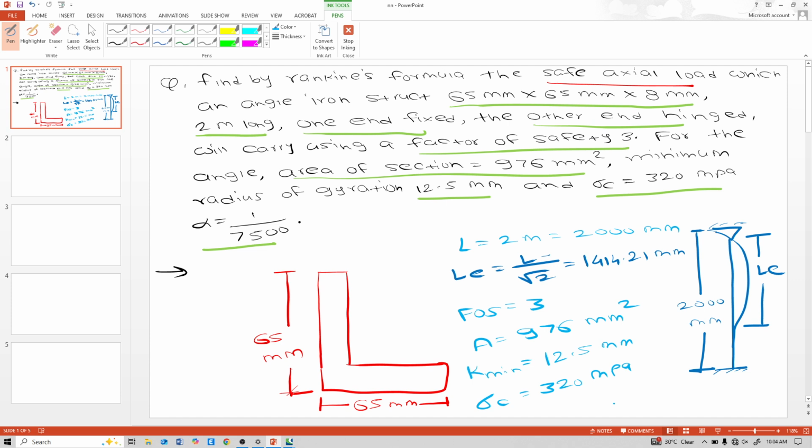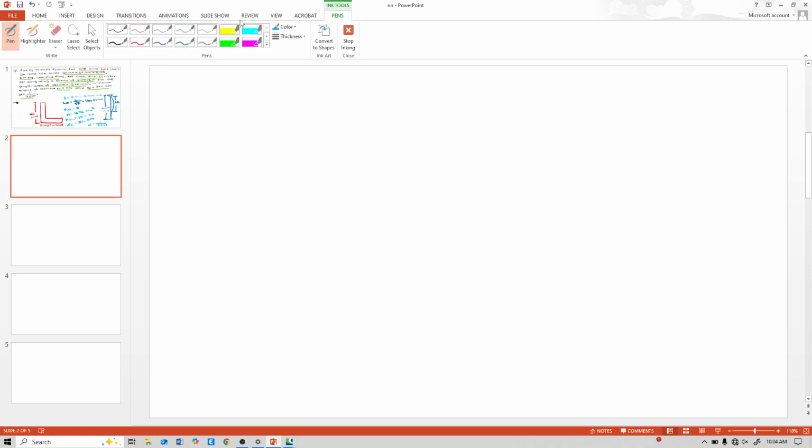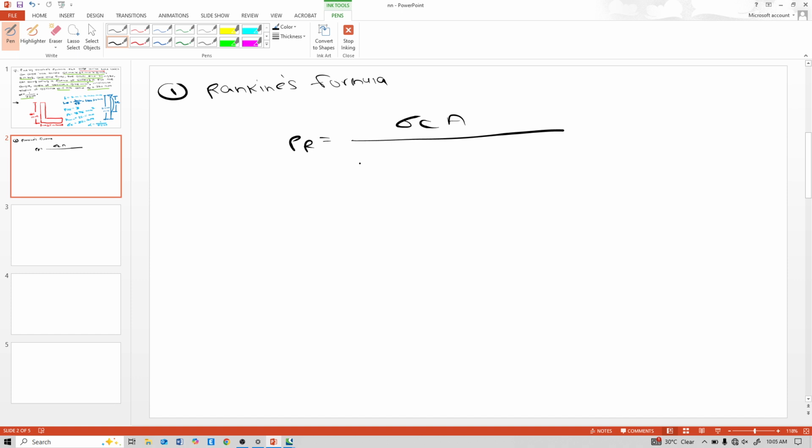The alpha, Rankine constant, is 1/7500. So we know Rankine's formula. What is Rankine's formula? PR is equal to sigma C into area divided by 1 plus alpha into effective length by radius of gyration square.